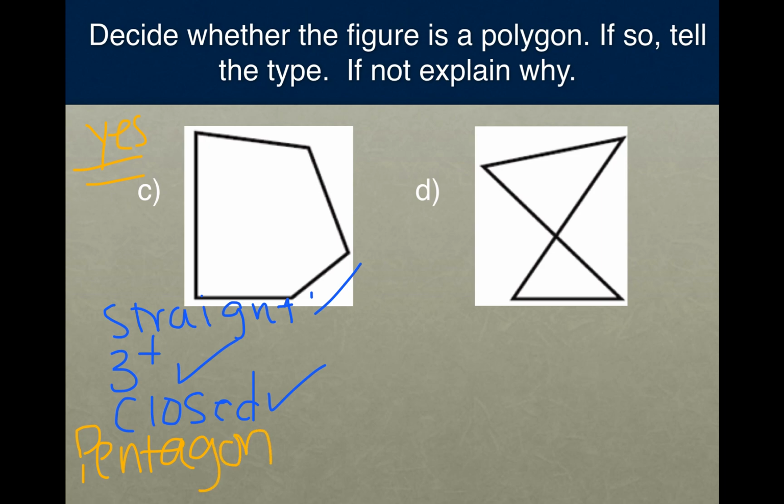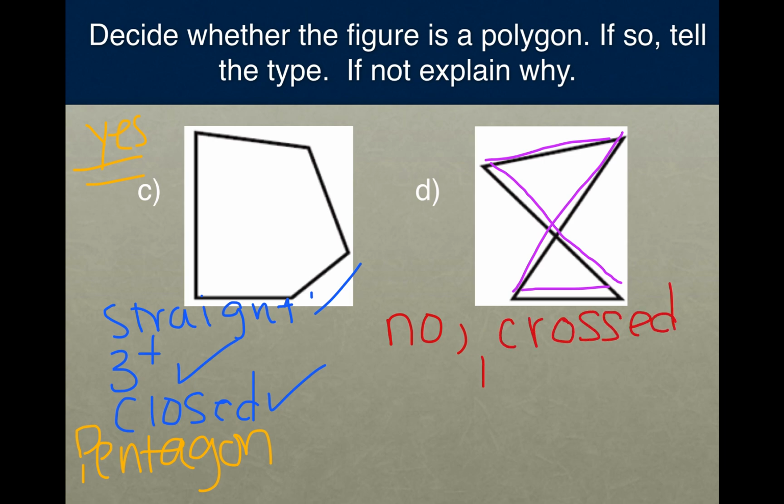Our next one, this one's new. If we look at polygon D, we'll notice that there are straight lines. There's more than 3. There's 4 lines. Let's see. 1, 2, 3, 4. But because they cross, it is not a polygon. So for this one, we would say no because of crossed lines. If lines crossed, it is not a polygon.